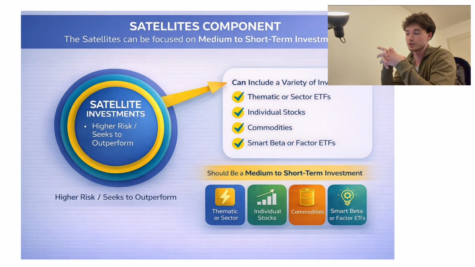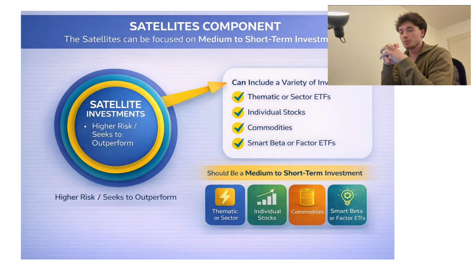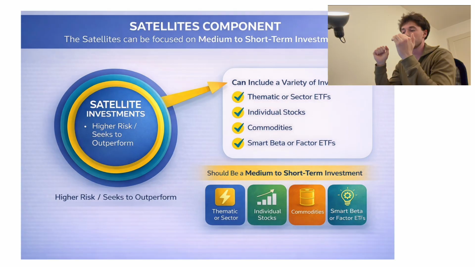And you can choose between thematic or sector ETFs, like, I don't know, an AI ETF, a technological one, and everything you like. Individual stocks, commodities, and all the kinds of investment that are going to be more active ones. So you pick a stock or something, and in the medium to short term, you're gonna make a profit and you're gonna take that liquidity back.